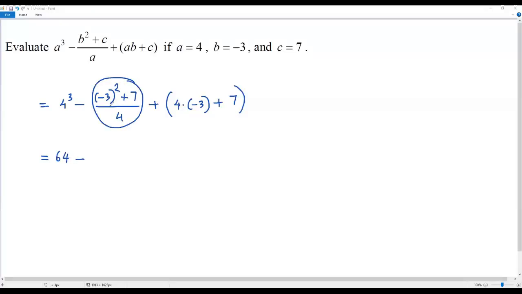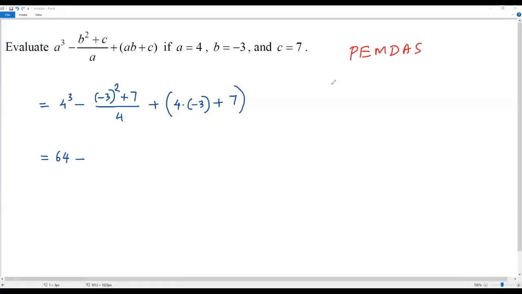Okay, when I want to evaluate this fraction, first I have to evaluate the expression in numerator, because the numerator is separate from the denominator 4. But in numerator, we have two operations. One is the exponent and other one is addition. So which one has to be done first? So we have to follow PEMDAS.